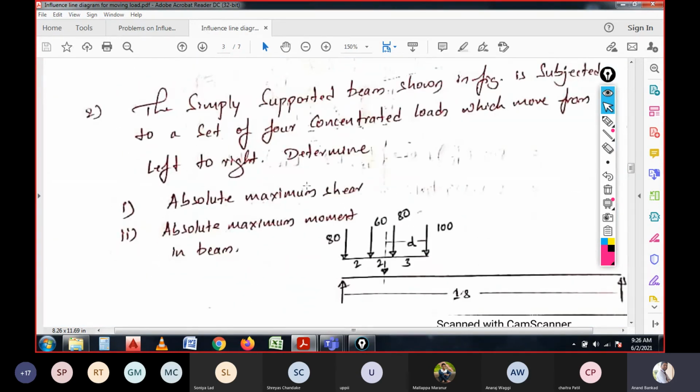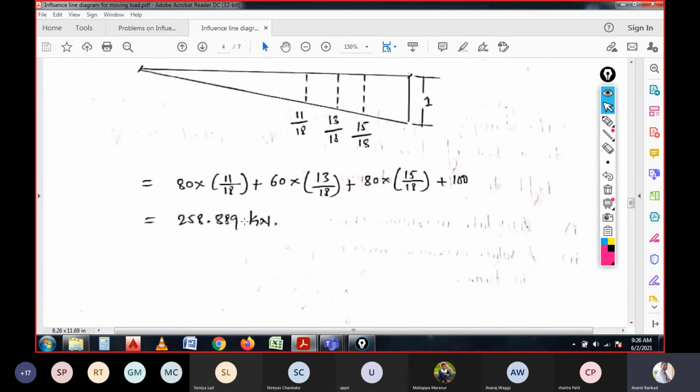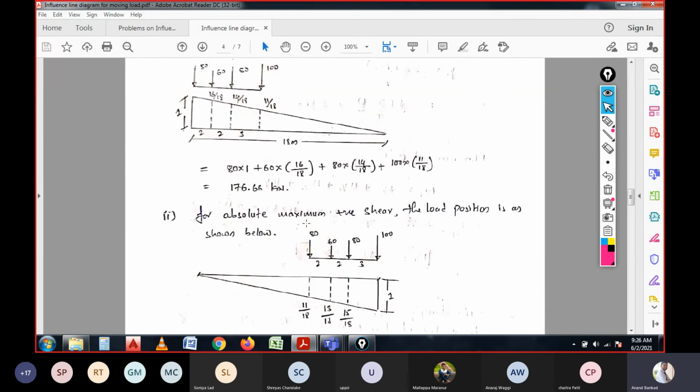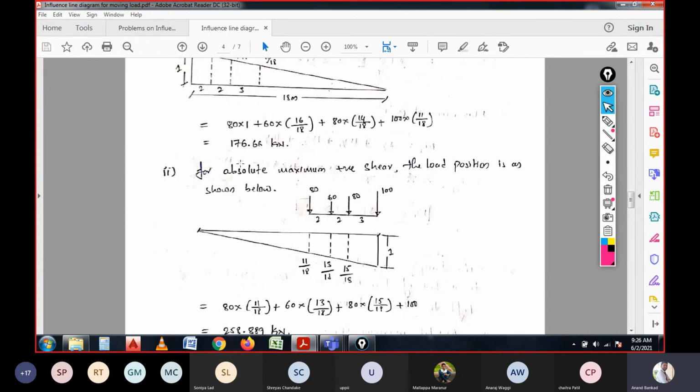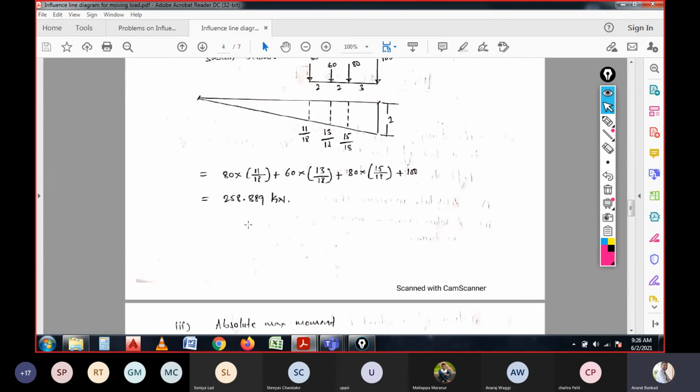What they have asked to calculate, the absolute maximum shear force, is nothing but 258.889 kilonewtons. So this is how we need to calculate the maximum shear force for the support. But here we are not saying any negative or positive shear force. We are just saying the maximum shear force, whether it is negative or positive. We are not representing it with sign or any notes. Just the maximum shear force is calculated.